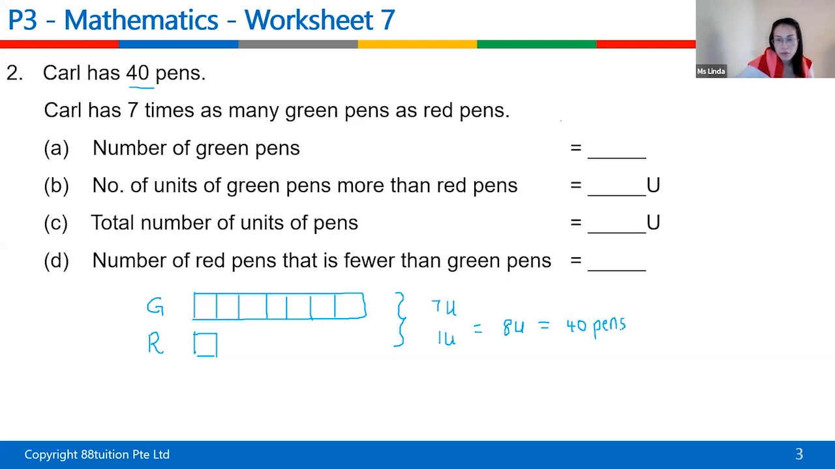Your timetable. So 1 unit will be 40 divided by 8. Okay? So 40 divided by 8 is also the same thing as 8 times what gives you 40. Okay, or I can put it like this, 8 times what gives me 40. So your 8 timetable or another timetable.